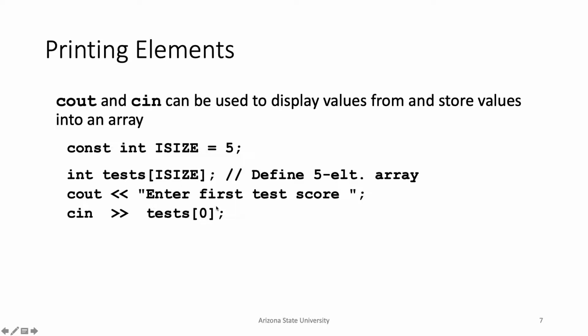And if we want to print things, we just cout or cin it, and we can do it in exactly the same way, because tests of 0 just looks up the integer at index 0. It's still treated as an integer. So it's as if we're declaring 5 integers and you're now setting the first one. It works exactly the same way as the variables you have been using before.